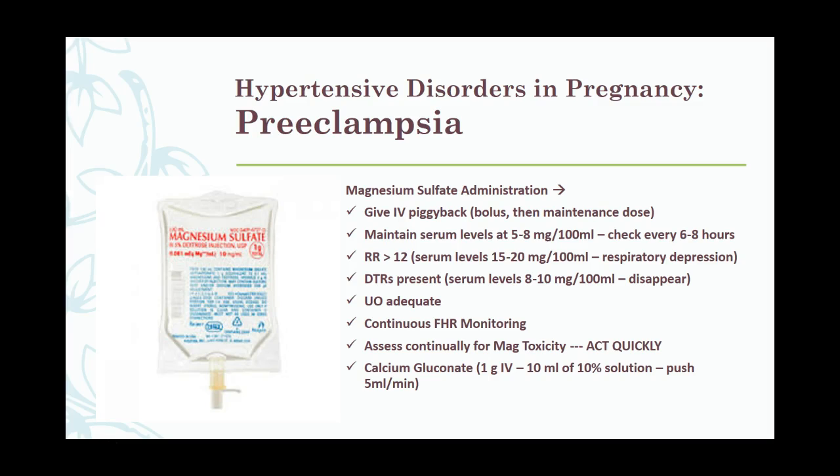We assess continually for magnesium toxicity, and if we suspect that mom is toxic, we have to act very quickly. And our antidote for magnesium toxicity is calcium gluconate. And the way we manage giving calcium gluconate is we give these people 1 gram IV, and usually that's 10 milliliters of a 10% solution. And we push 5 milliliters a minute.